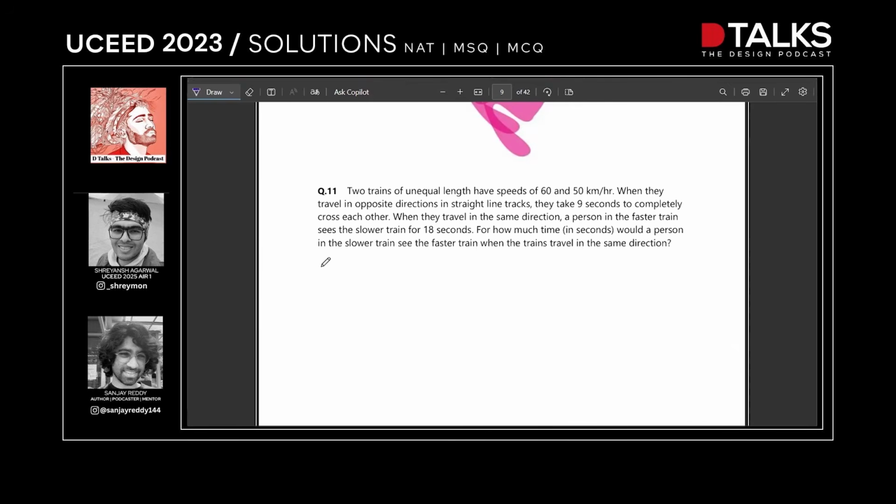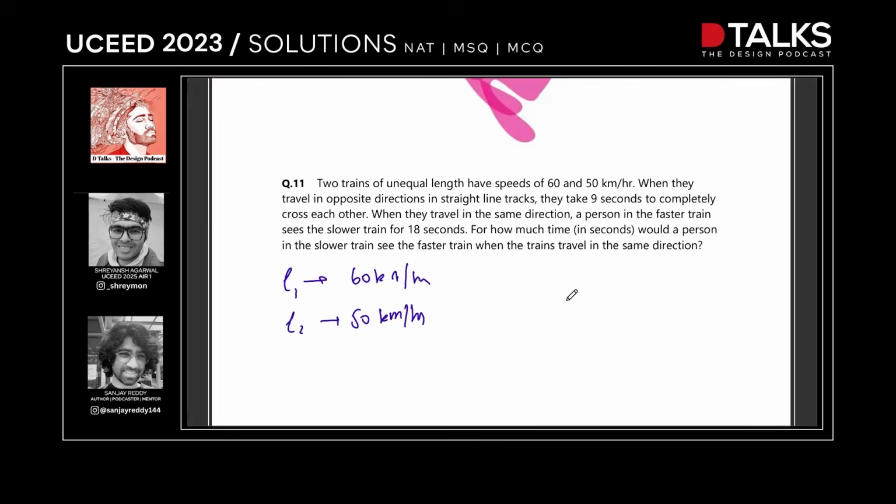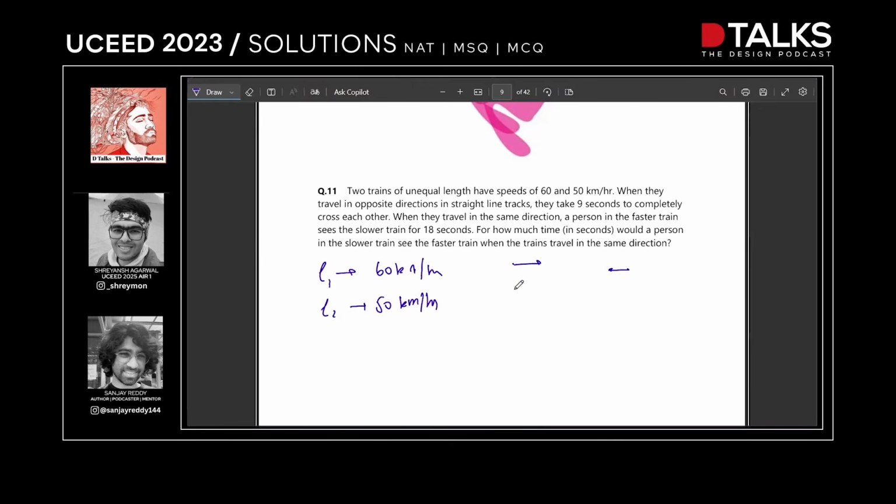So I'm going to assume two variables here. L1, which is the length of this train with 60 kilometers per hour speed, and L2 is the 50 kilometers per hour. So when they travel in opposite directions, that means like this, right? They take 9 seconds to completely cross each other. When they're traveling like this, let's say this is the length of train L1, and this is L2.